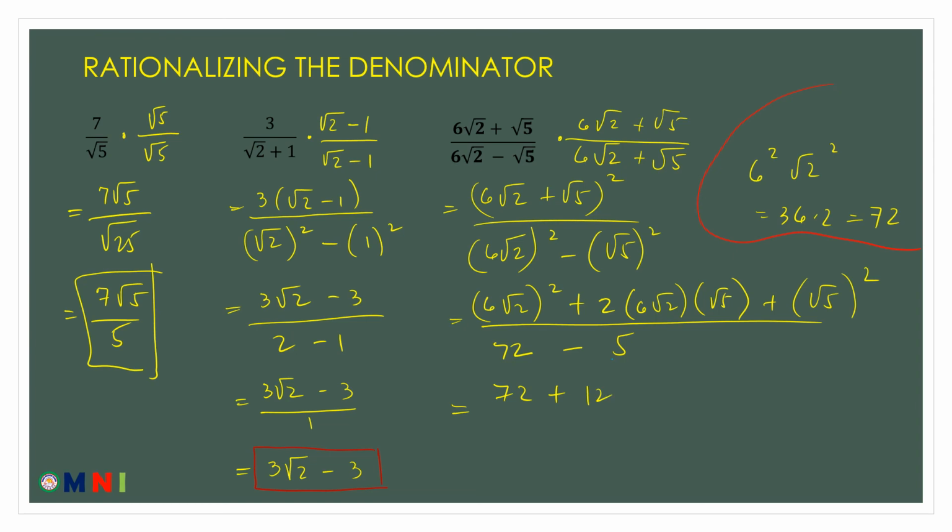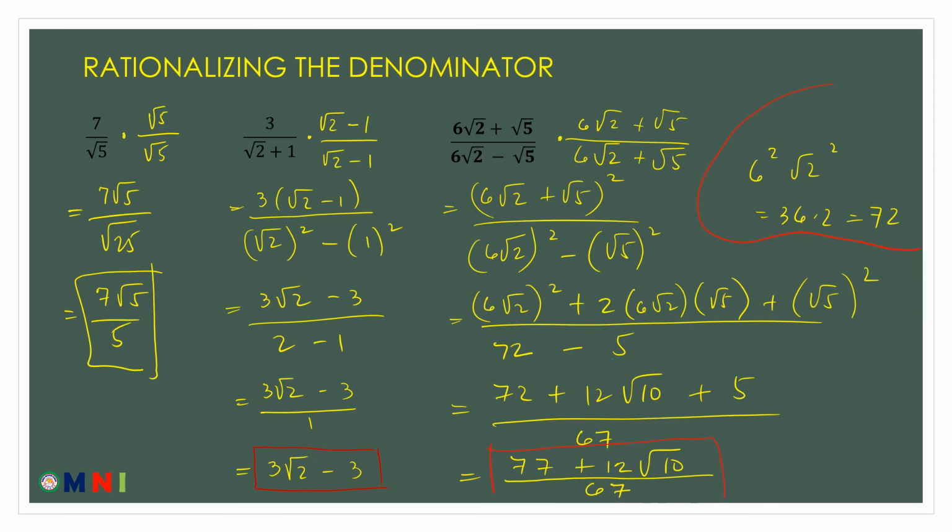Okay, therefore this one again is 72 plus this one. When you multiply, 2 times 6 is 12, and then 2 times 5 is 10, square root of 10, plus this one is 5. All over 72 minus 5, which is 67. And to finalize, you have here 72 plus 5 is 77 plus 12 square root of 10, all over 67. Okay, so there. This is our final answer.